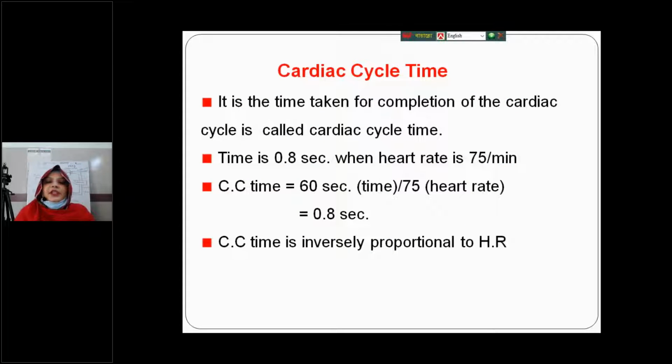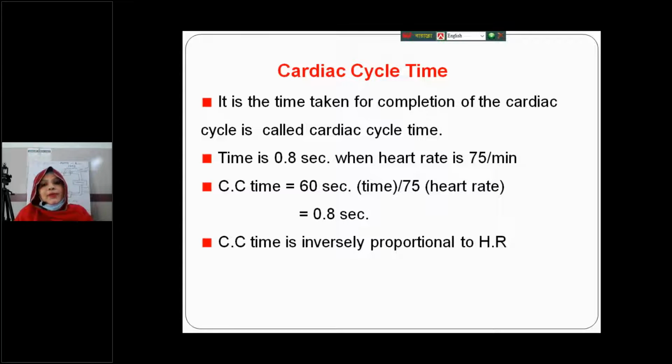Now, next definition, very important for a written and viva exam also. What is cardiac cycle time? How much time is required for the heart to do one cardiac cycle, from one beat to another beat? It is the time taken for completion of one cardiac cycle, and that is called cardiac cycle time.